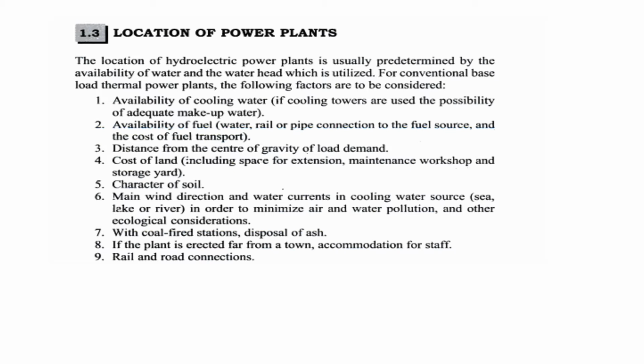That is very essential. And wind direction also sometimes matters, since we have to install a cooling tower, and disposal of waste, that is, in the thermal power plant, disposal of ash, and in the nuclear plant, disposal of nuclear waste. If the power plant is located far from town, then we have to provide accommodation for staff. And finally, road and rail connection, that is known. So these are the essential factors before considering the installation of a power plant, that is, the location of the power plant.